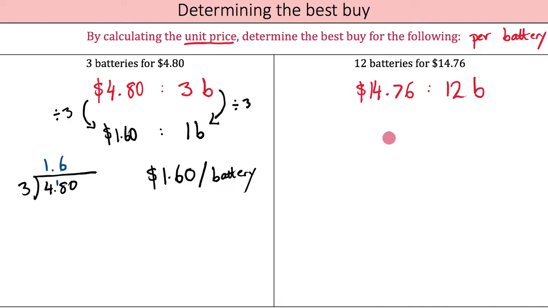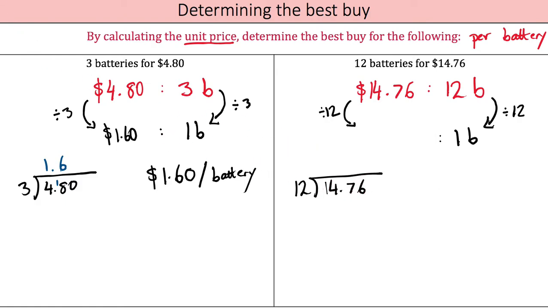Let's now figure out what this one's going to be. In order to get this to be 1, what I'm going to have to do is divide it by 12. Now, if I divide this by 12, I'm going to have to divide this one by 12. So that means I'm going to get 1 battery over here, and then I need to figure out what 14.76 divided by 12 is. So I'd come down here, I'll write it out.